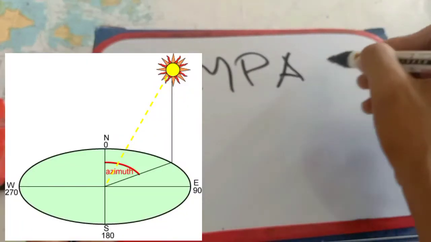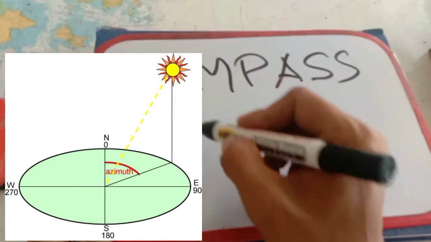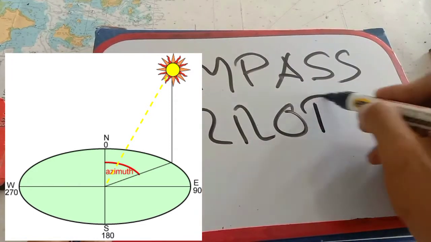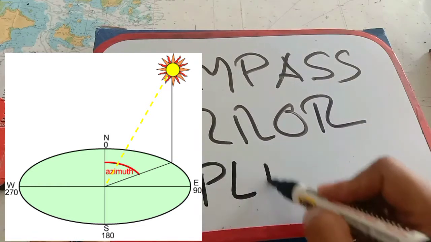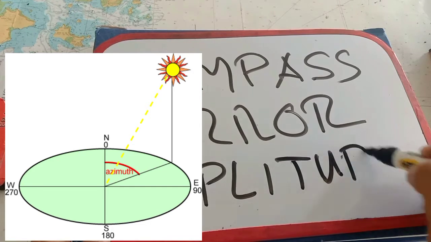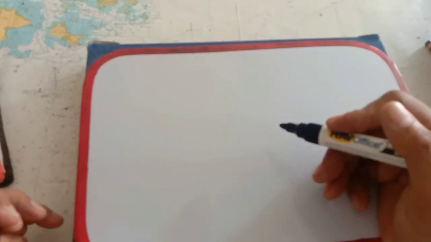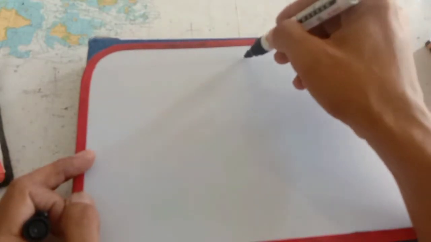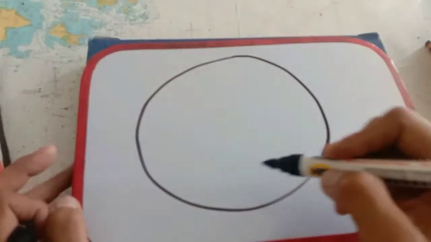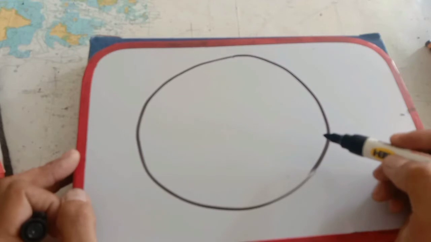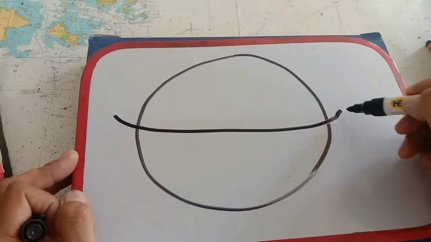Compass error using amplitude method. The amplitude is the angular distance from the point wherein the celestial horizon intersects the celestial equator. So, assuming that this circle is the great circle of the celestial horizon and this one, the equator.